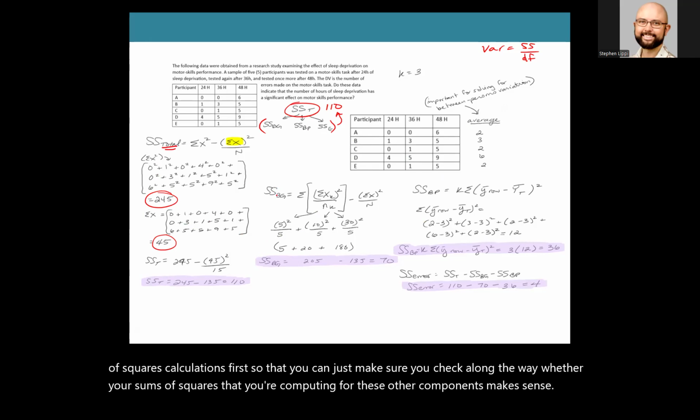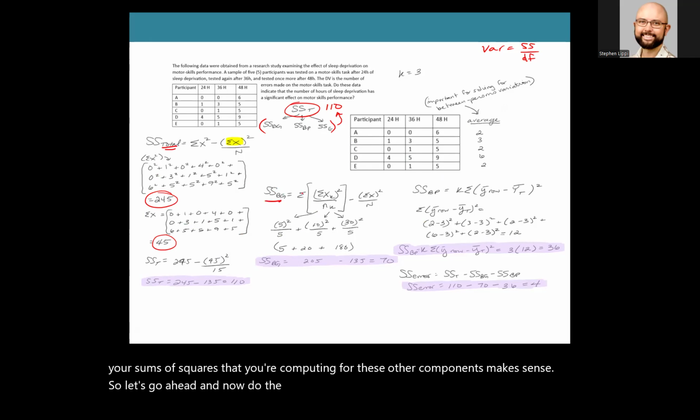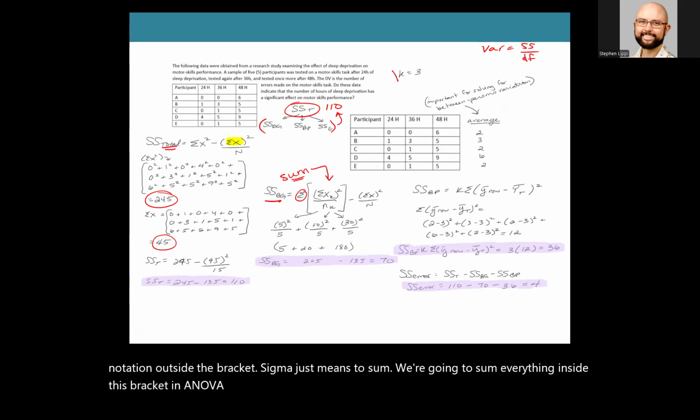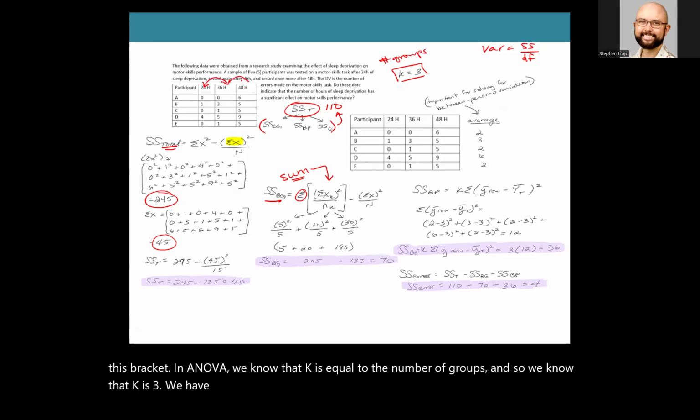So let's go ahead and now do the sums of squares between groups. We have our sigma notation outside the bracket. Sigma just means to sum. We're going to sum everything inside this bracket. In ANOVA, we know that K is equal to the number of groups. And so we know that K is 3. We have 1, 2, 3. So there are going to be 3 components to the sum.